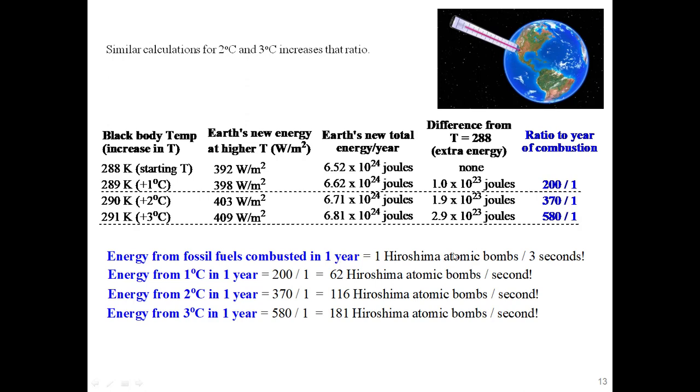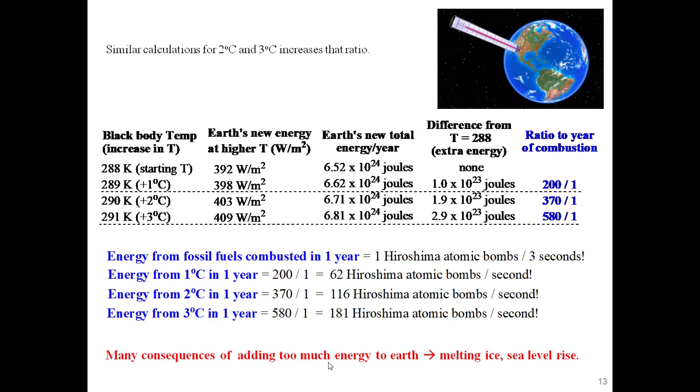Okay, so how does our energy ruler measure this out? All the fossil fuels combusted in a year, we said that was 1 Hiroshima bomb every 3 seconds. That was pretty incredible. But now we're looking at 200 times that. That would be the equivalent of 62 Hiroshima atomic bombs per second. 2 degrees would be 116 Hiroshima atomic bombs per second. 181 Hiroshima atomic bombs per second with a 3-degree increase. We don't even know what this means. It's so much energy. We're just pouring it into the world.